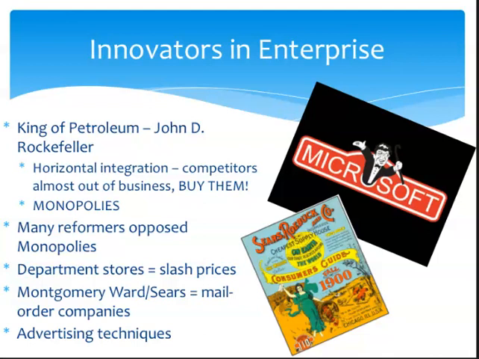You also have this idea of department stores. So modern-day Walmarts is kind of what it is, where they would slash prices. You had a company called Montgomery Ward's or Sears, and maybe you've heard of the company Sears, who created mail-order companies where you would get a catalog and you would look through it and you would put in your order and it would be delivered to you. It's modern-day Amazon. Amazon took that idea and has obviously run with it.